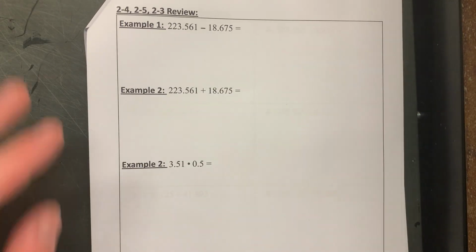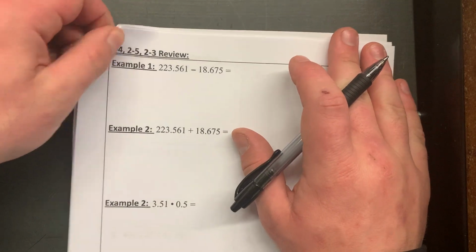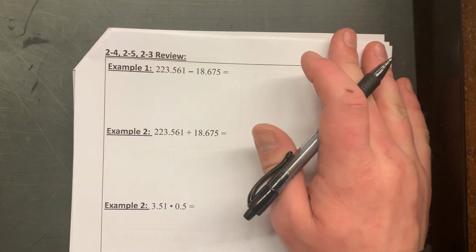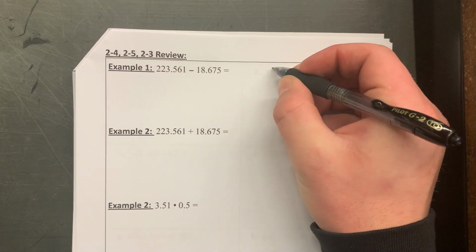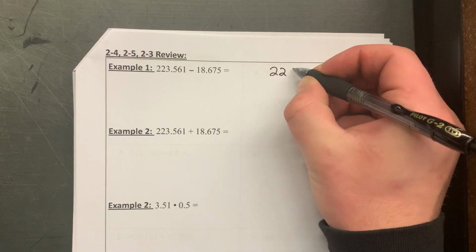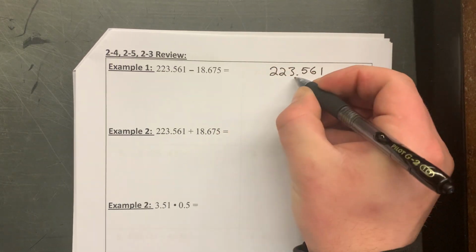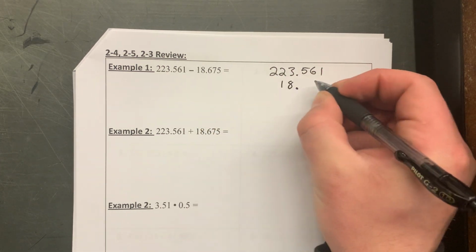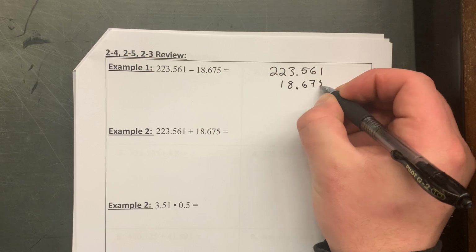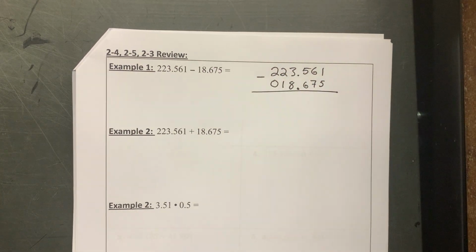So my rules when I'm subtracting decimals are that I need to line up the decimal places and then add zeros to make sure that they all have the same number of place values. So let's do that now. I'm going to take my large number, my first one, so it'll be the top one, 223.561. I'll put my decimal down right away, where my 18.675 would be. I'm going to add a zero here so that they have the same number of place values.